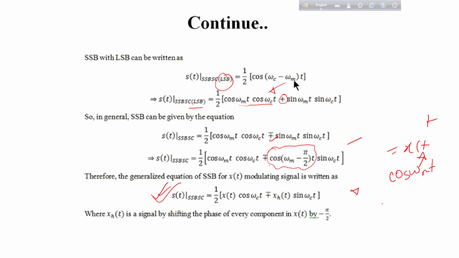So if we get cos(omega_m t minus pi by 2), it means the message signal x(t) is shifted by pi by 2. If you denote this shifted version of the message signal by x_h(t), then you can write the general formula of single sideband suppressed carrier as half x(t) cos omega_c t plus minus x_h(t) sin omega_c t. So this is the general formula of single sideband.